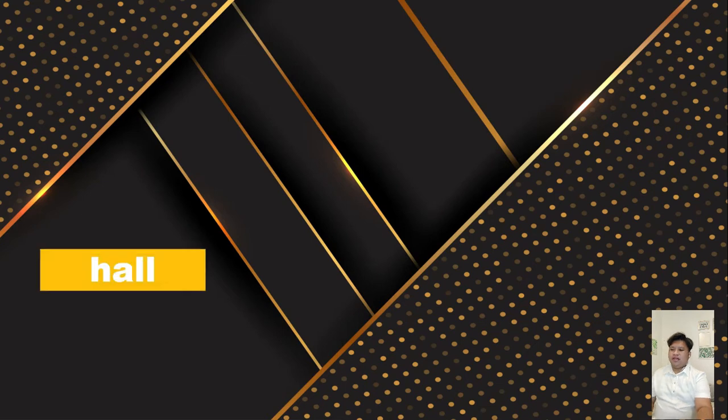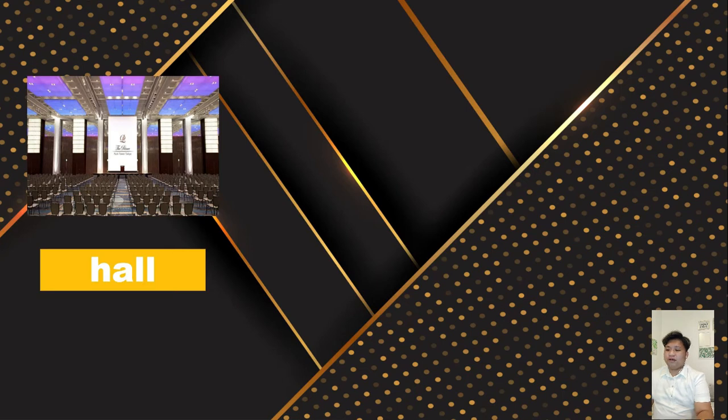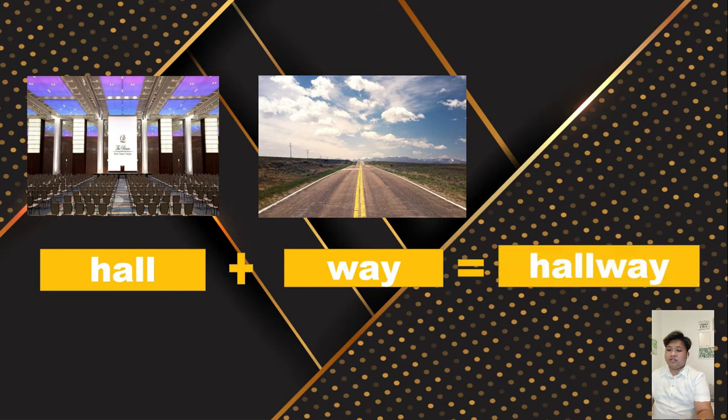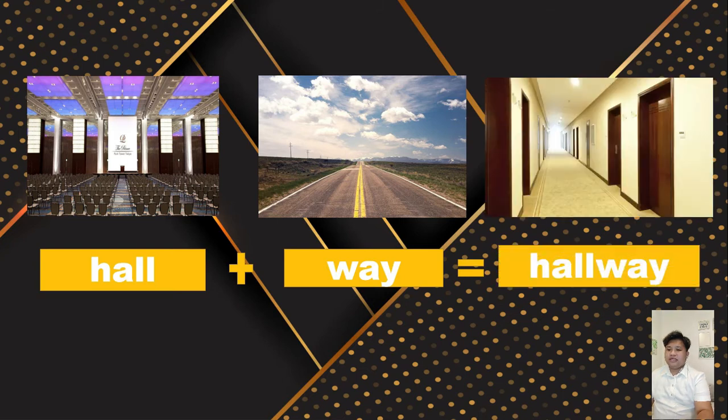Okay, hall. This is a photo or a picture of a hall. Next is way. That's an example of a way. If we combine them together, hall plus way, it becomes hallway. Now this is an example of a hallway.